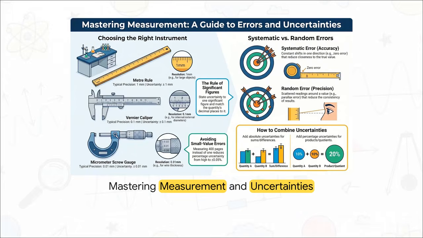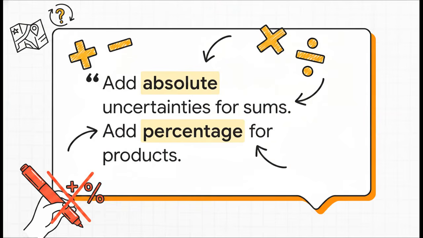Just look at these archery targets. They perfectly illustrate the difference. They show systematic errors, where the arrows are grouped really tightly but miss the bullseye completely, versus random errors, where they're just scattered everywhere. You also have to make sure you're matching your instrument's resolution to the task. Using a meter rule for a large object, but grabbing a micrometer screw gauge for something as fine as a wire's thickness.